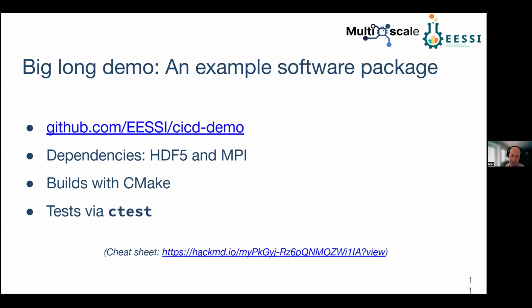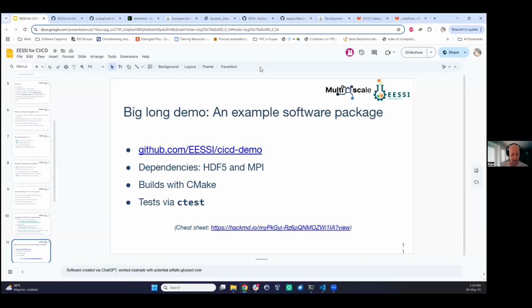We just know that it has dependencies. It needs HDF5, an MPI-capable version of HDF5, and it needs MPI as a result of that. It's built with CMake, and then it's running some tests via CTest as well. For the demo, there's a cheat sheet as well. You don't need to look at that right now, but if you want to go back and look at things later on, you can.